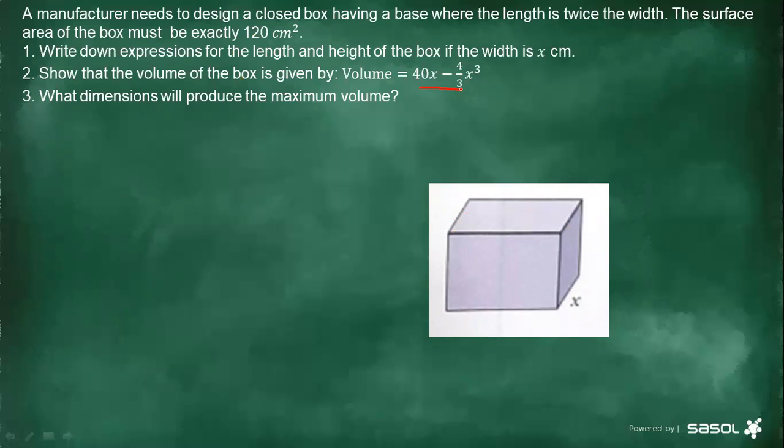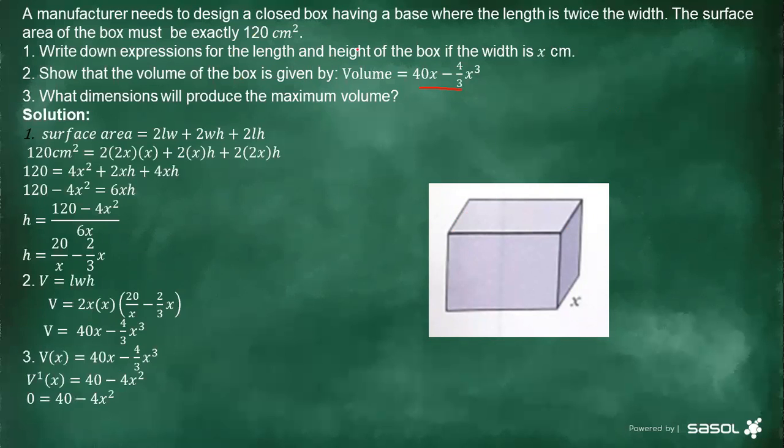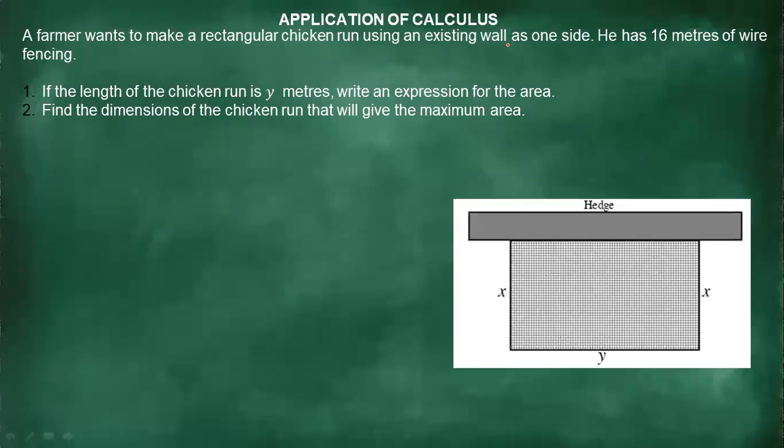Say a farmer wants to make a rectangular chicken run using an existing wall as one side. He has 16 meters of wire fence. If the length of the chicken run is y, write the expression of the area. So they are looking for the expression of the area. But before you start answering the first question, you have to look at the scenario and see what you have.